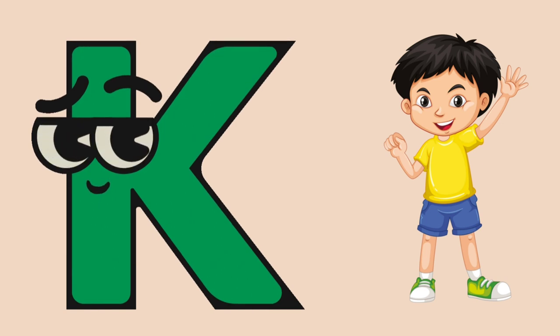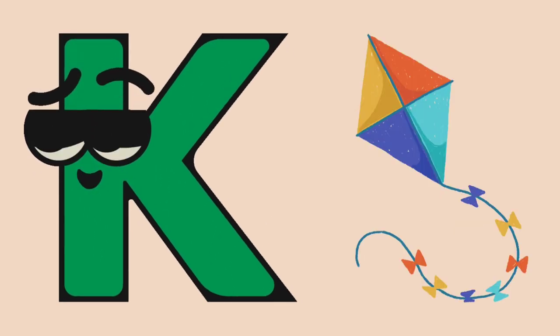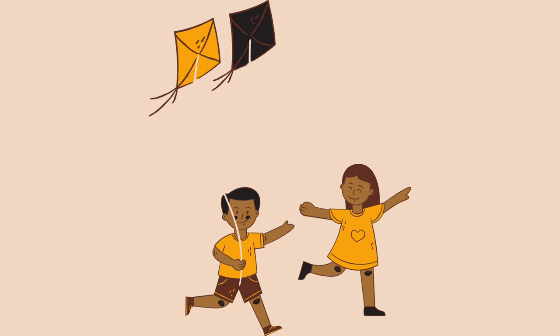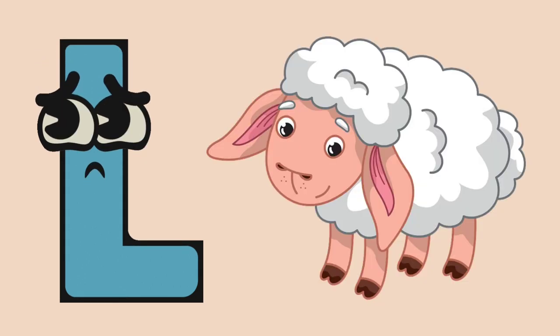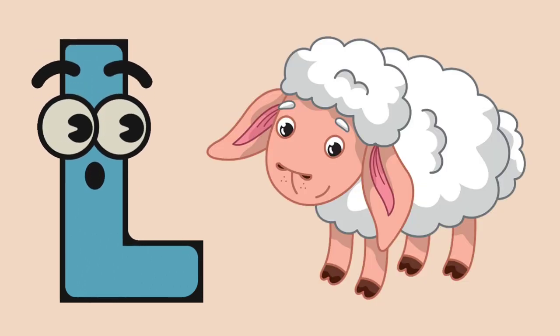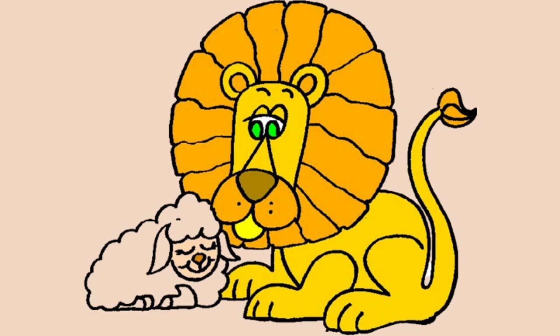K for kid and K for kite. Kids are flying kite. L for lion, L for lamb. Lion loves eating lamb.